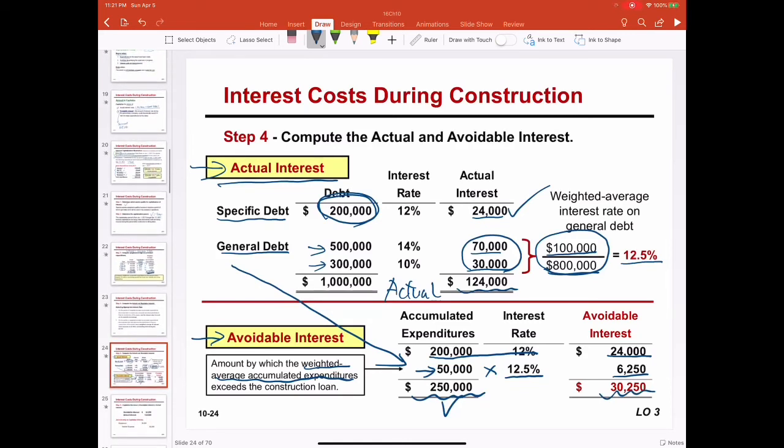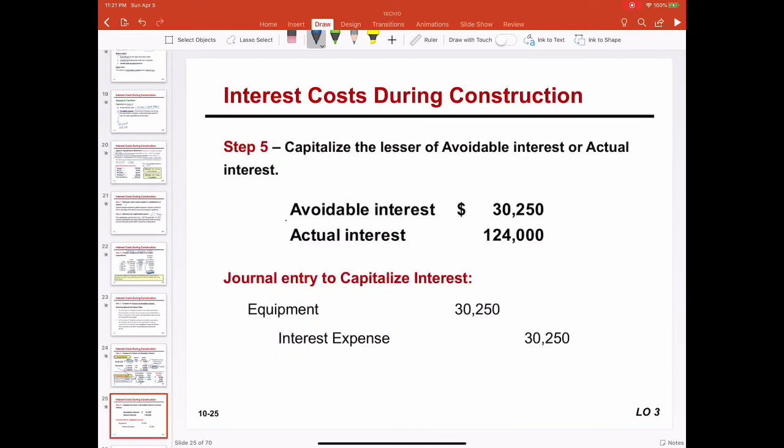Remember, we have 2 candidates. One is actual, the other is avoidable, and we are going to apply the lesser one. Which one is lesser? Avoidable. In most cases, avoidable is actually a subset of the actual interest. So avoidable will be used. In this process, basically we consider 30,250 to be the cost of capital used to build this equipment. It is part of the overhead cost, and we should capitalize this amount as the value of the equipment.